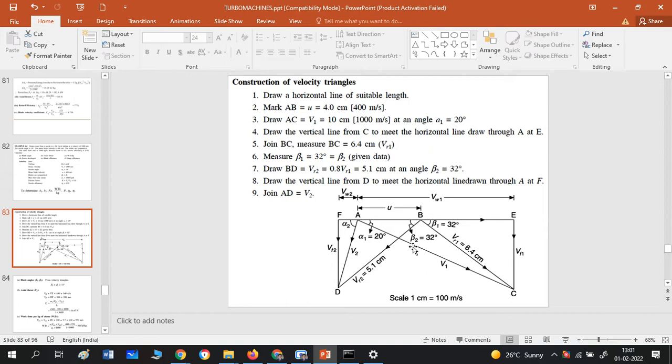This problem is also simple, right? Yes, sir. Why? Because the U value is given here. The beta 1, beta 2 relation is told. V1 is given, alpha 1 is given. So maximum risk is over. So once the graphical method is over, 80% of the problem is over, because you can find out all the values in centimeter scale, then convert that into meter per second by multiplying by 100.